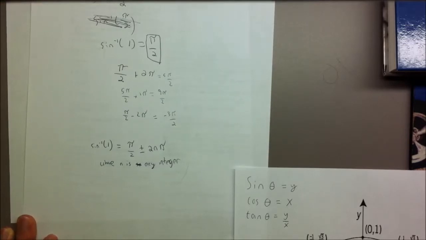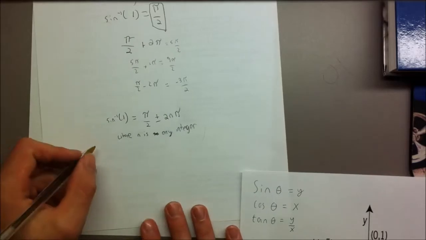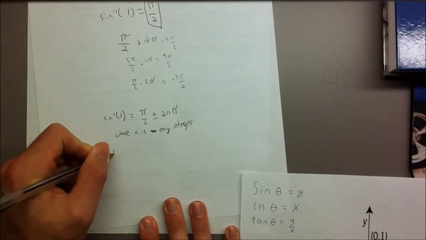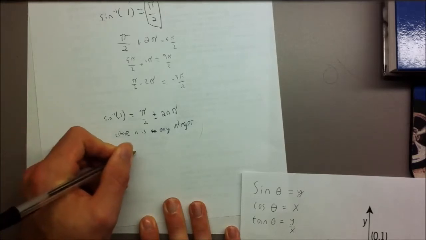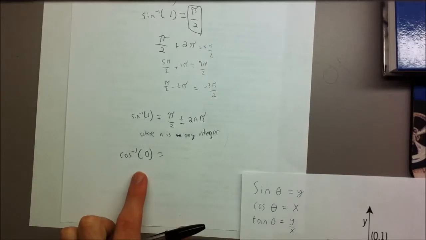Okay, so let's try to write down here, let's do cosine inverse of 0. So this problem is, where is cosine equal to 0?